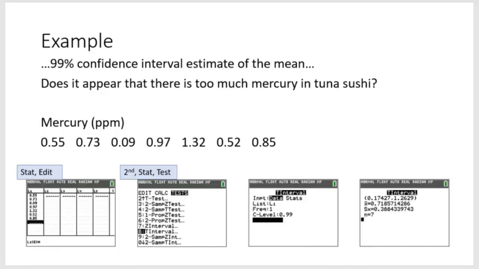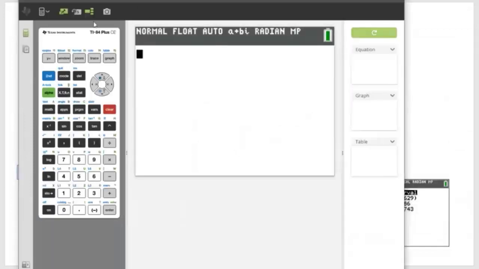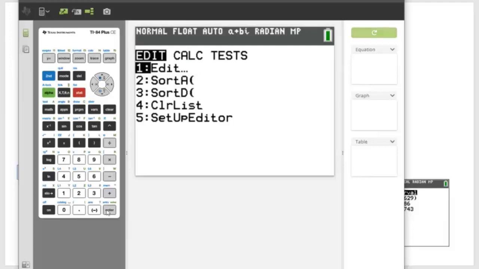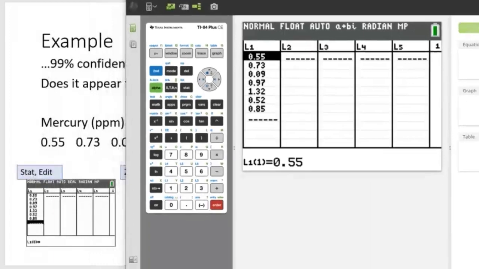To get to that list, it's stat edit. So I'm not going to retype them all right now. They might still be in here from before. Okay, so if I go to stat edit, I get a listing here, and you can see where I've already typed all those in. This is where I took the screenshot of this picture here. So I just typed all of those in.